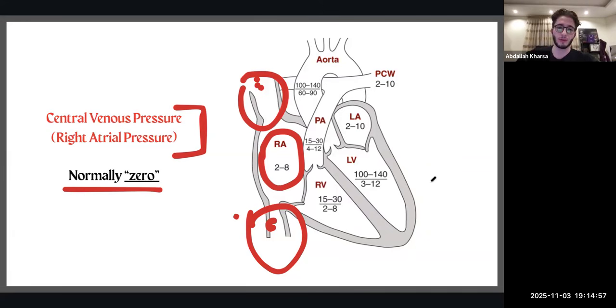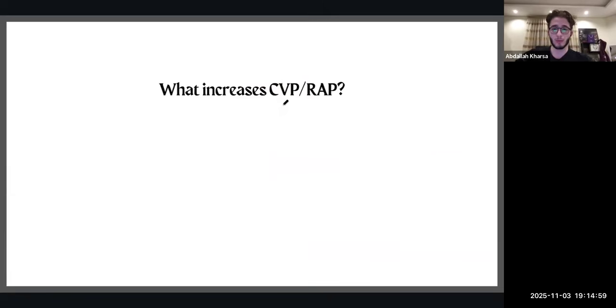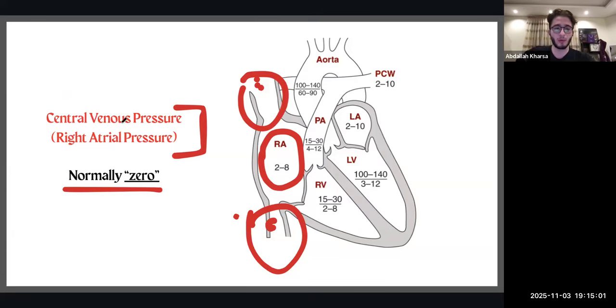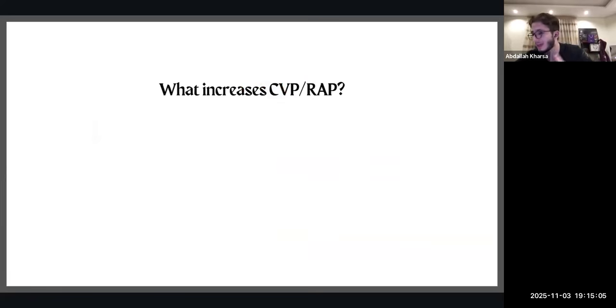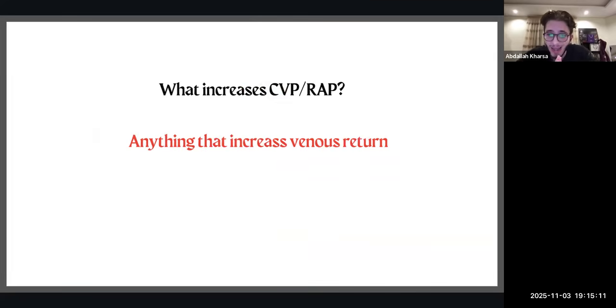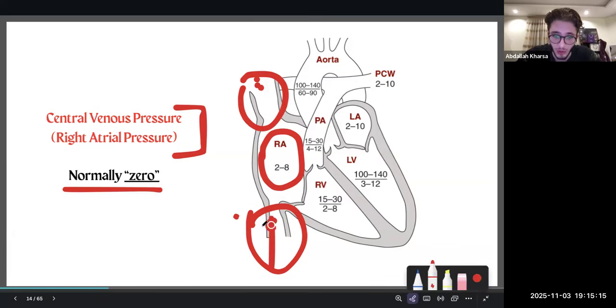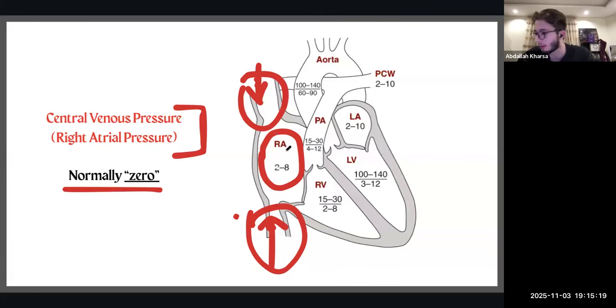Okay, perfect. Right. So why is this important? What's the point of knowing central venous pressure and right atrial pressure? Let me tell you. There are many things that increase it, and these can be disease states. What increases central venous pressure? The answer is anything that increases venous return. Very simply, if more blood is returning to the heart, there's going to be higher pressure in the central veins and the right atrium.